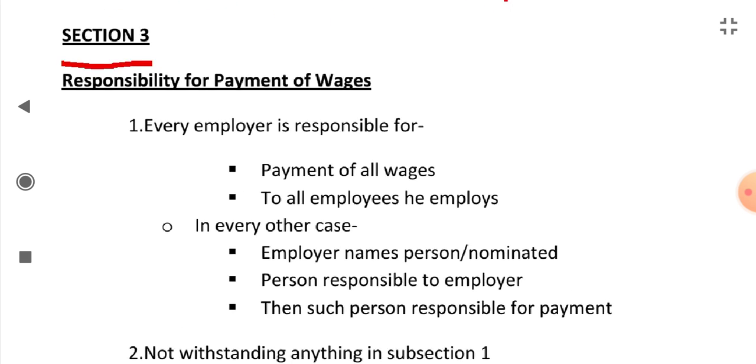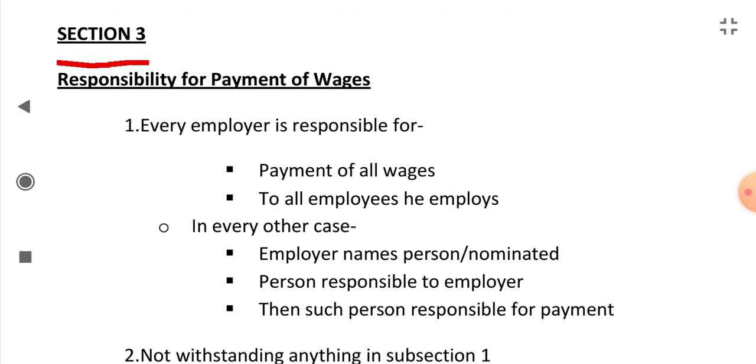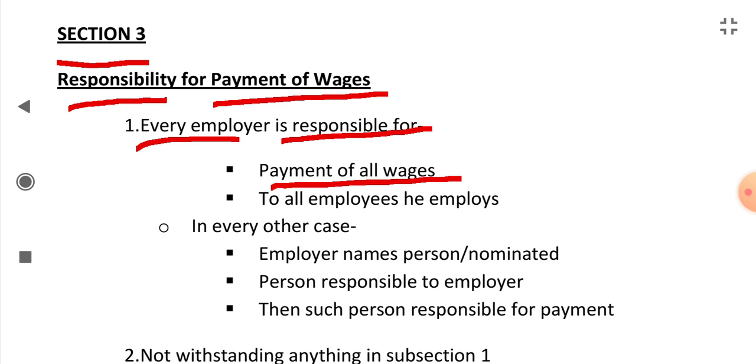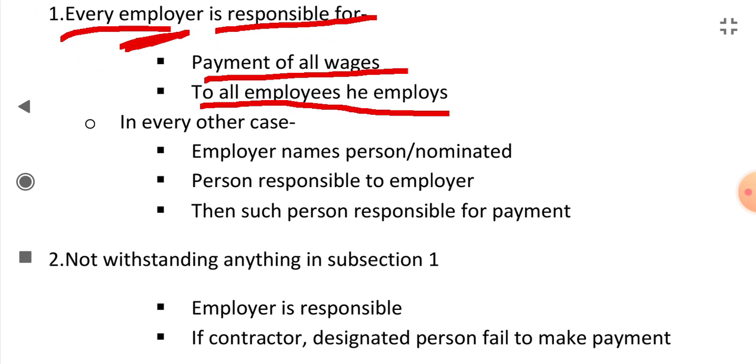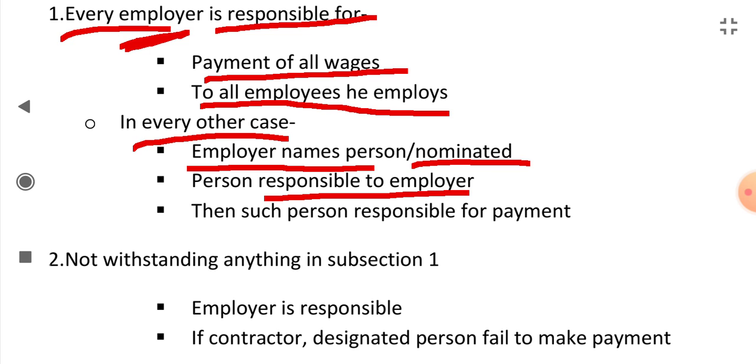What does it say? It provides who is responsible for payment of wages. Responsibility for payment of wages: every employer is responsible for payment of all the wages to all the employees he employs. In every other case, the employer will name or nominate a person. So that person is responsible to the employer, and such nominated person will be responsible for making the payment of wages.